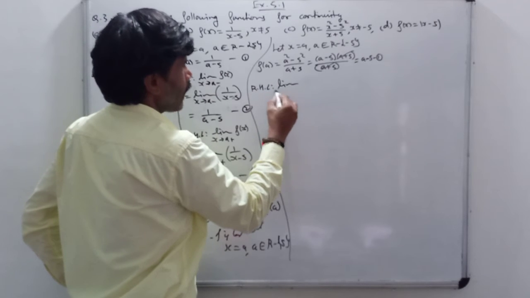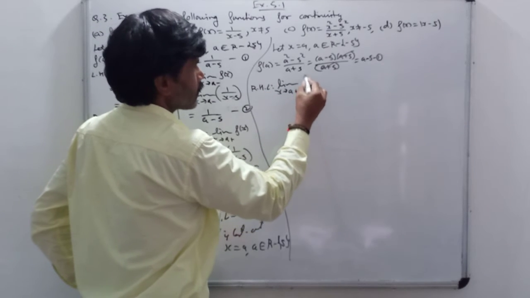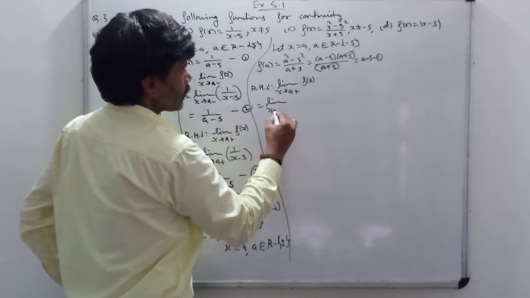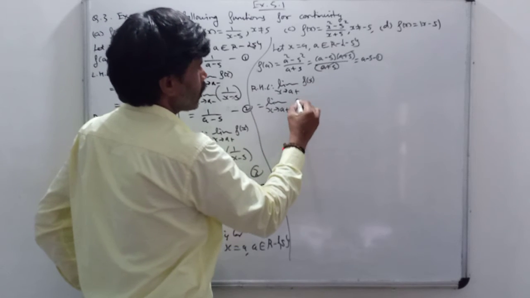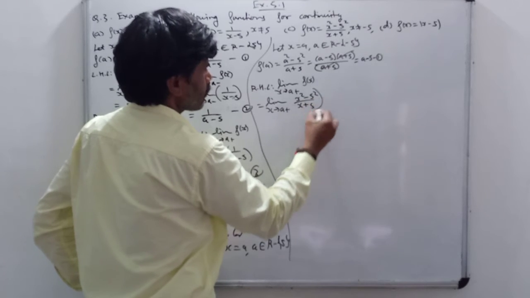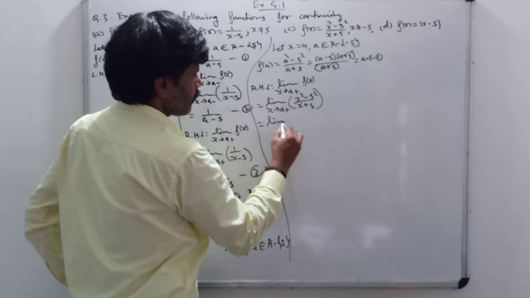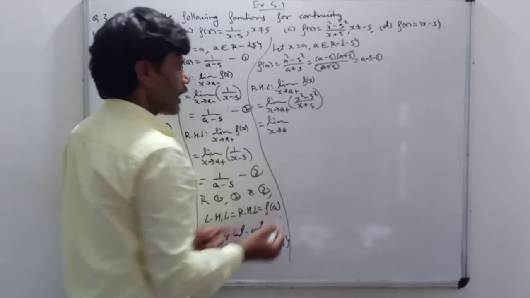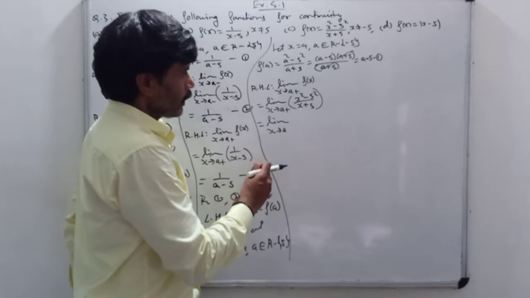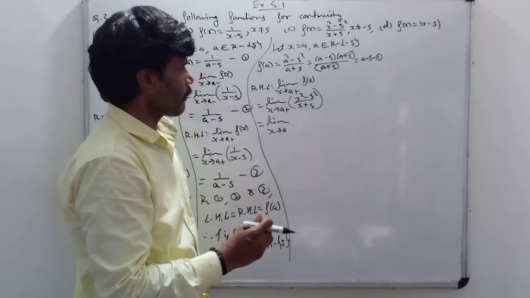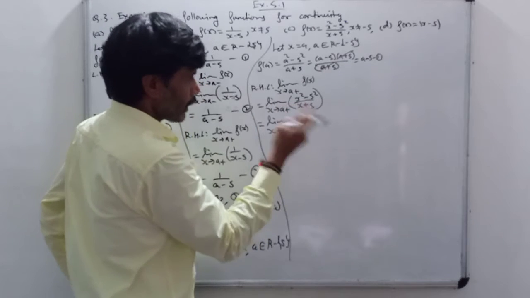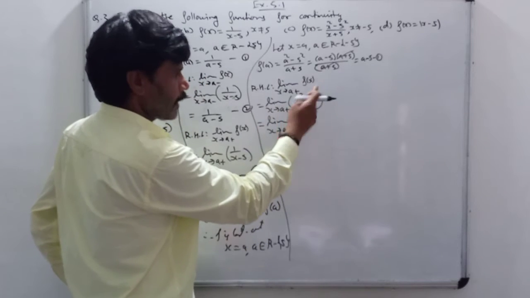RHL, limit x tends to a plus f(x). So here f(x), okay, I'll write. That is equal to limit x tends to a plus f(x) is what? x square minus 5 square upon x plus 5. So that is equal to limit x tends to a plus, or directly you can apply the rule, limit x tends to a of x raised to n minus a raised to n is what, n into a raised to n minus 1. But here it is another number 5, so we cannot apply that rule. If it is a here, then we can apply that rule.